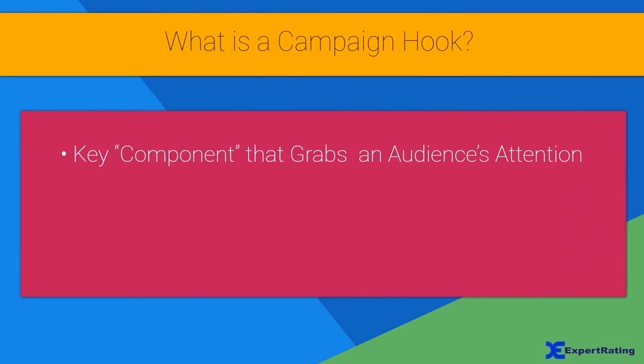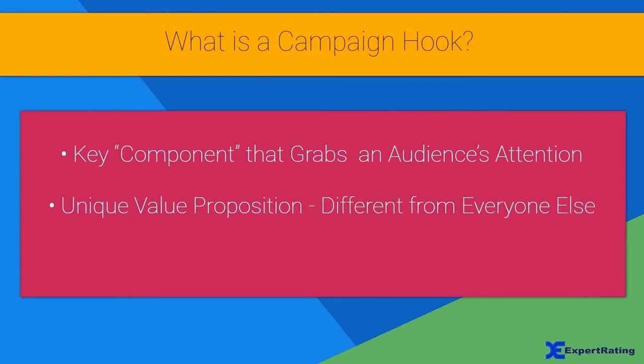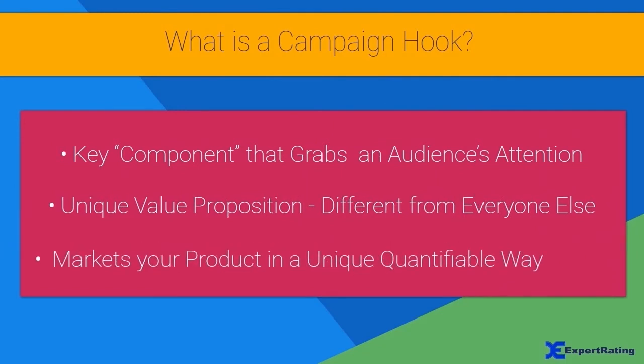What is a campaign hook? It is that key component that grabs the audience's attention. A unique value proposition is the component that makes your company different from everyone else. It is what pulls your web audience into a direct interaction with you, marketing your product in a unique, quantifiable way.